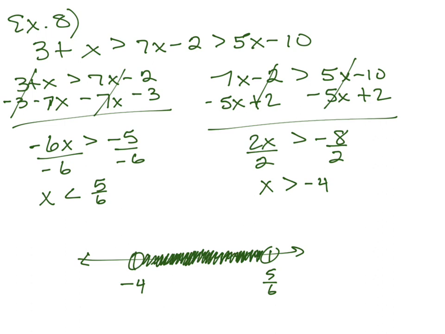Okay. Duncan, how does this come out in interval notation? Negative 4, parentheses negative 4, and then 5/6. Good. Okay, we will stop right there.